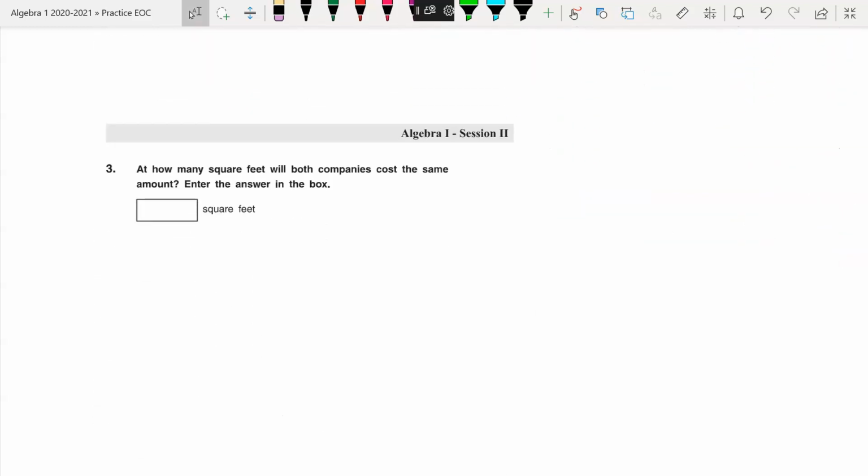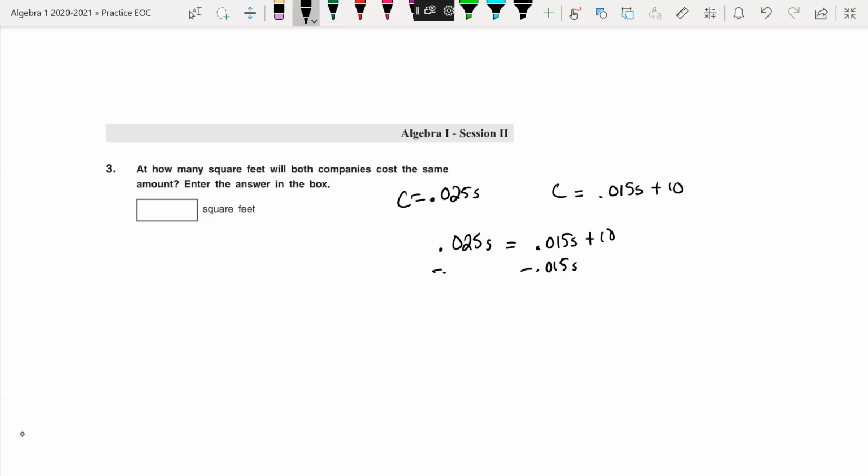Says that how many square feet will both companies cost the same? So what we're going to do is, if I want it to be the same, think about this, these are 2 equations. I'm going to set them equal to each other. So 0.025s equals 0.015s plus 10. I'm going to subtract 0.015s. You get 0.010s equals 10 divided by 0.01. S is 1,000 square feet. So at 1,000 square feet, they will cost the same amount.